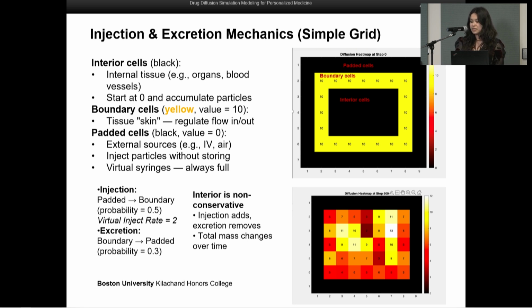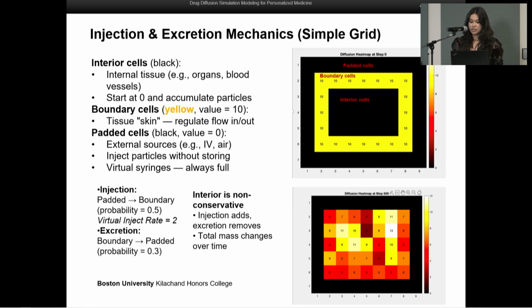And we can control how fast the drug is delivered by adjusting how many particles each padded cell injects per time step. And that simulates different delivery rates, like a slow IV drip or quick release spray. And we can also control the likelihood a particle enters from the padded cell and exits the padded cell, which simulates drug entry processes like IV, spray, or cream, or drug loss through sweat, breath, or metabolism.